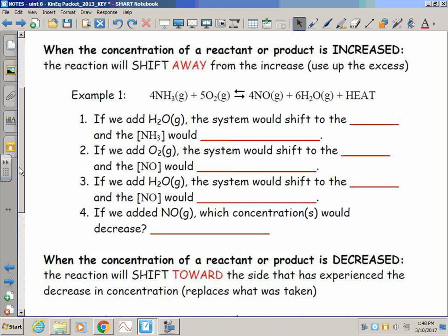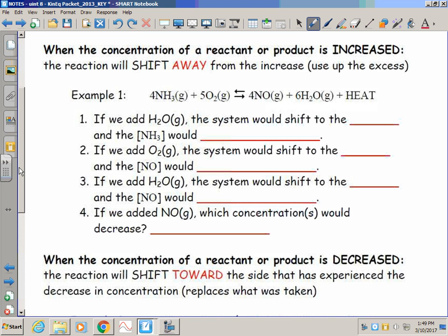So the rule of thumb here is that whatever we add, the system will shift away from. Whatever we take, the system will shift toward. In other words, whatever we add, the system will use up, it will consume. Whatever we take, the system will replace. So let's look at this equation here with a reaction between ammonia and oxygen to produce nitrogen monoxide, water, and heat. So we have an exothermic reaction.